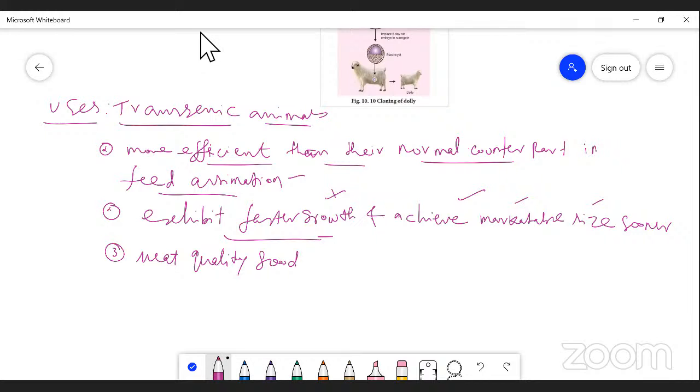They are resistant to certain diseases. High disease resistance power. Most of the transgenic animals are resistant to certain diseases, for example arthritis.